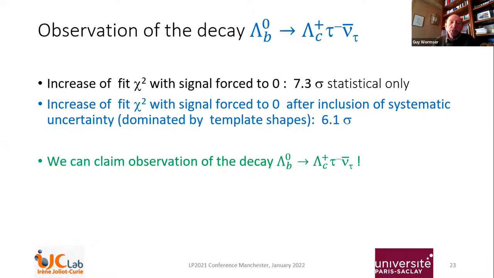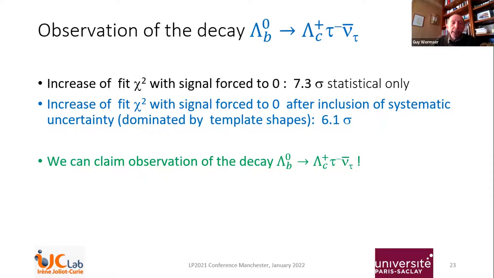So the first thing we can do is force the signal to zero and observe the increase in chi-square variation. If we do that just from the statistical point of view, we have a 7.3 sigma increase. And if we include the systematics, which are dominated by the shape of the template of the various backgrounds, we have a 6.1 sigma difference. So this is more than five. So we can claim the observation of the decay lambda b to lambda c tau nu for the first time.